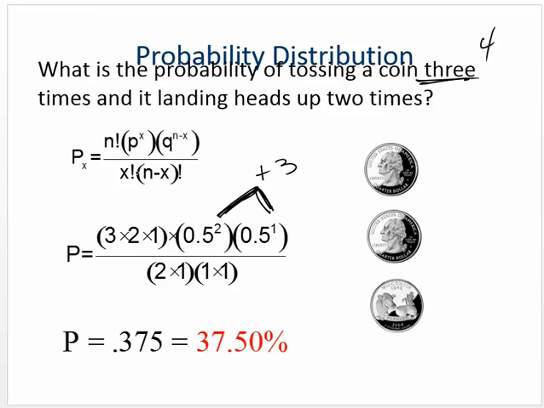On the bottom, X is how many times we want it to happen correctly. So it's 2 times 1. And then again, the number of times it's not going to happen, that'd be 1. So it's factorial, 1 times 1. When we do this all together, we get 0.375 or 37.5%.